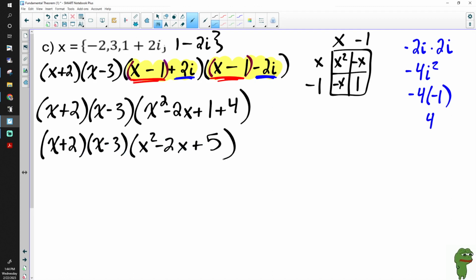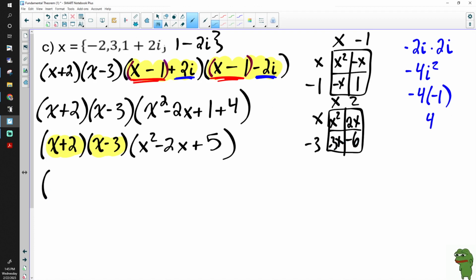Okay, a couple boxes and we'll be done. I'm going to go ahead and multiply my first two factors now, but you can multiply them in any order. Okay, so I have x plus 2, x minus 3, get x squared, 2x, and negative 3x, negative 6. So this will become x squared minus x when I combine those like terms, minus 6, times x squared minus 2x plus 5.